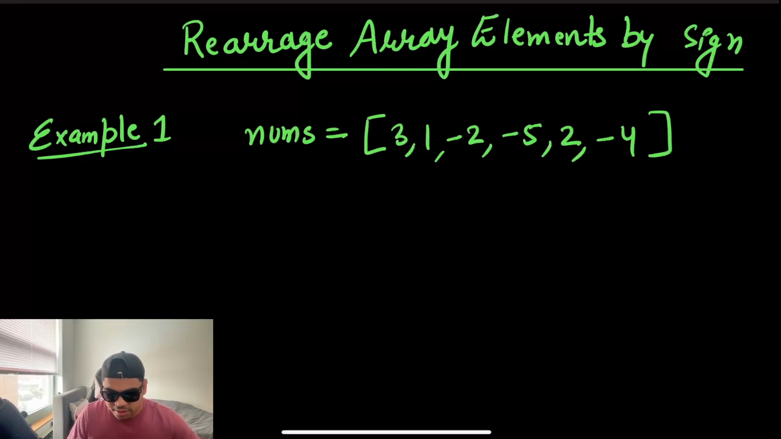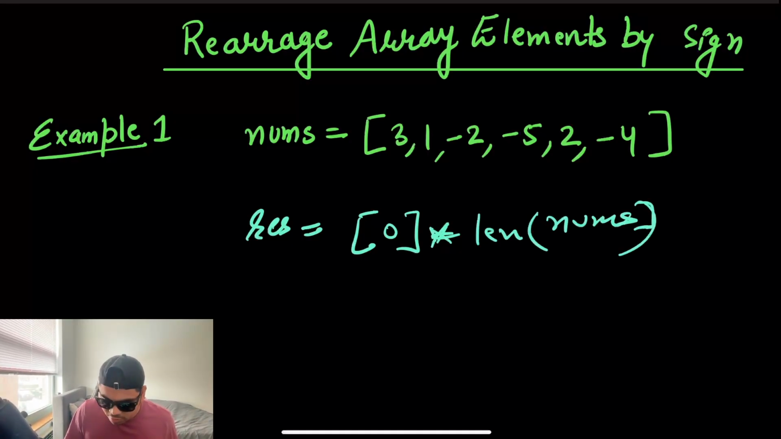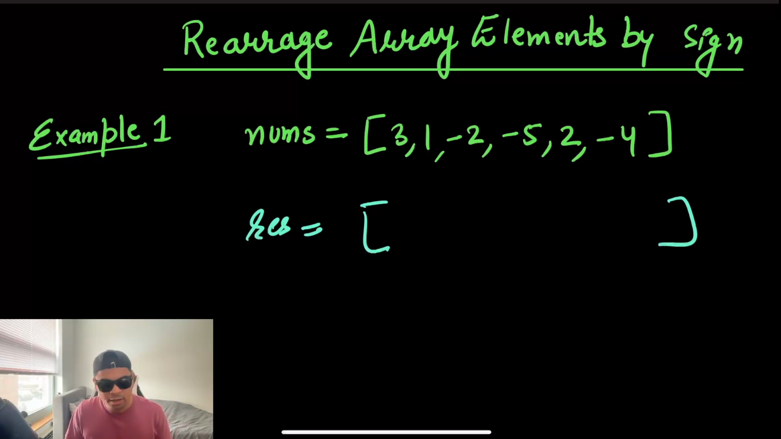The first thing that came to my mind for this problem is to have a result array of the same size. In Python, this is how you create an array, so this would be the length of nums. I'm just going to get rid of this from here and write down the empty array, and imagine right now it has all zeros.